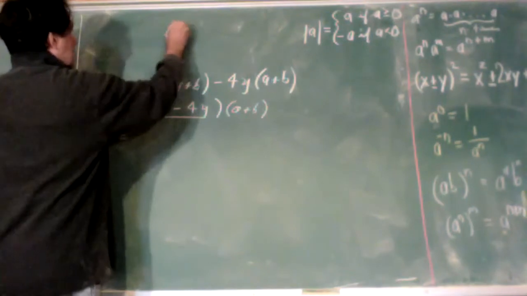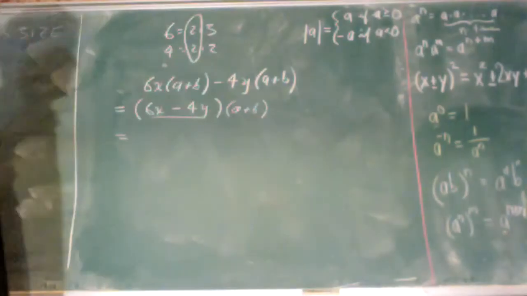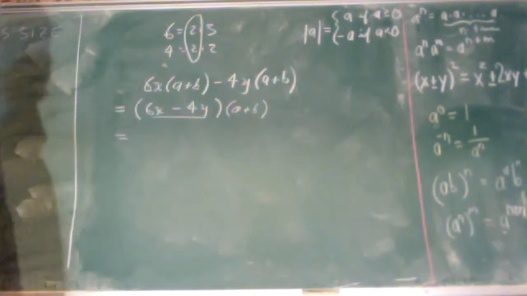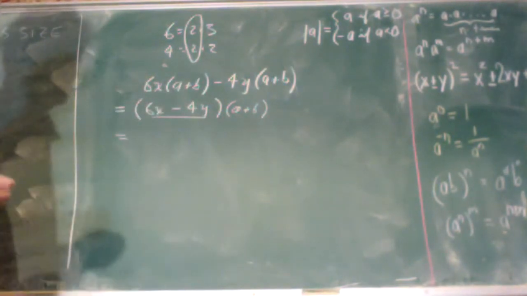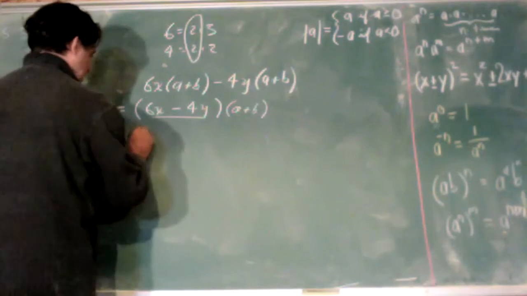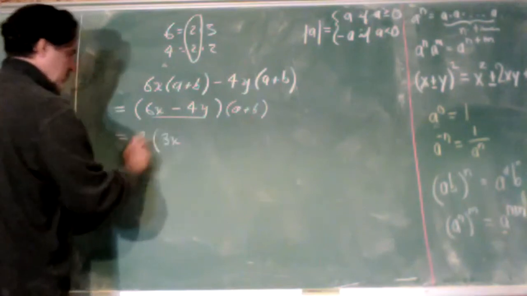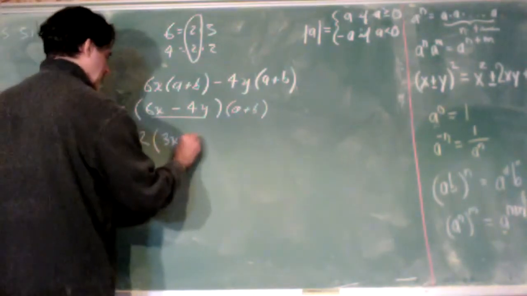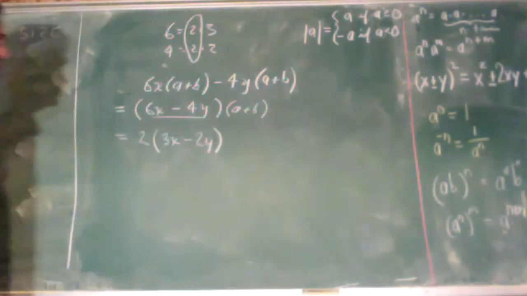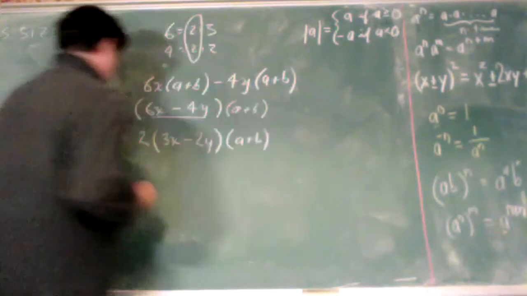And as 6 is 2 times 3 and 4 is 2 times 2, I see that there's a common factor of 2 between these terms, because obviously x and y are not common as they're independent transcendental variables. But we can pull out a common factor of 2. I'll do that to the left. 2, I'm left with 3x, 2 times 3x gives me my 6x back, minus 2 times 2y, times a plus b.